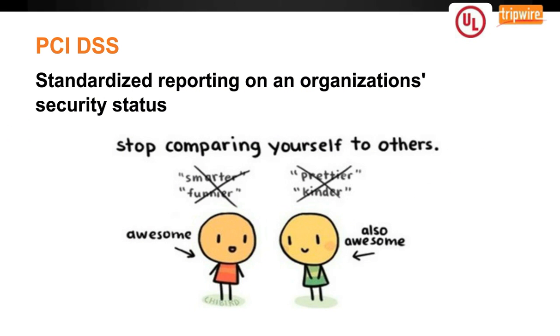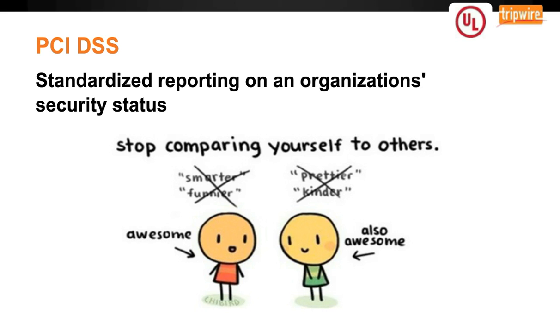In this slide, I talk about standardized reporting on organization security status. So I've got a little cartoon, two little stick figures. I want you to concentrate on the things that are crossed out, because the things that are crossed out are actually important. In the start, one of them saying I'm funnier and smarter, and the other one saying I'm prettier and kinder. And they all decide that in the end they're going to be politically correct, and they're all going to agree that they're all awesome.